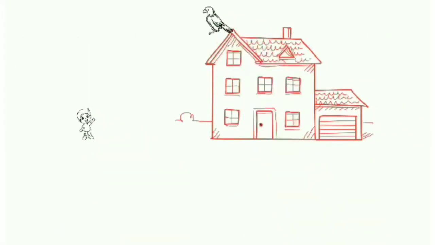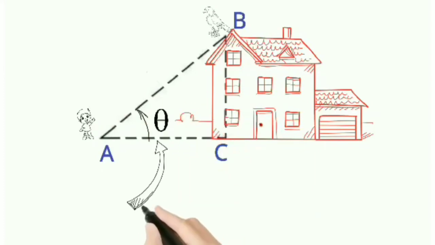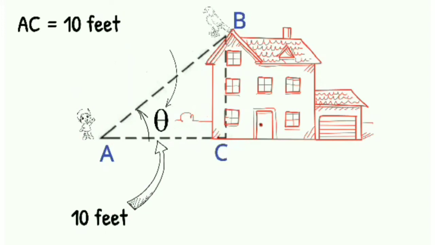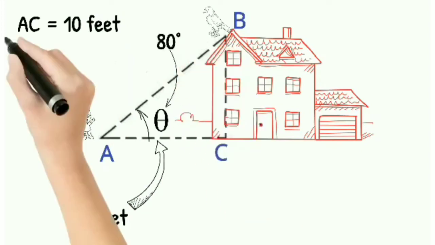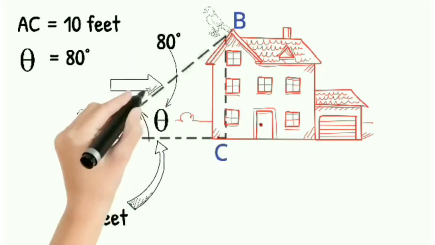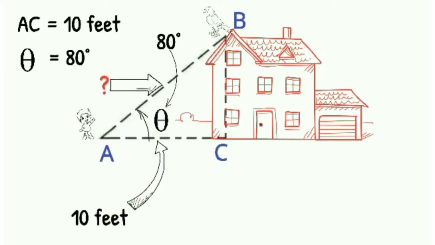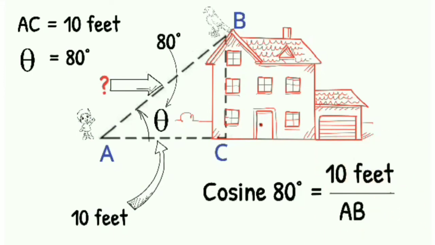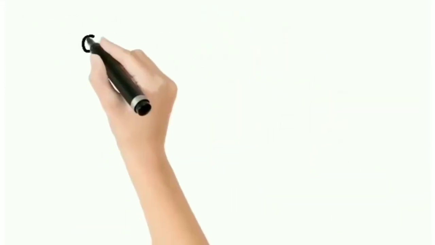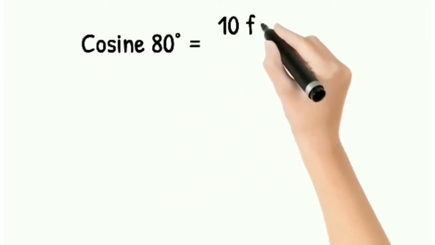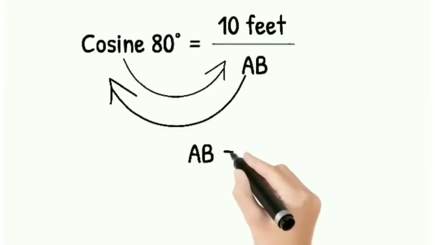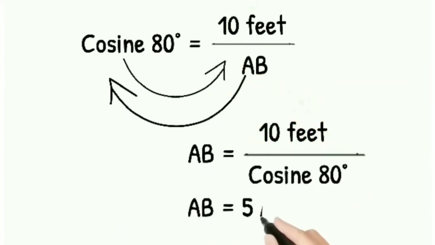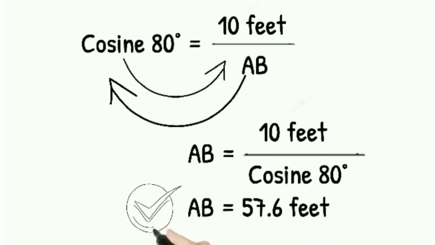Let AC be the distance of the child from the house which is equal to 10 feet. The angle of elevation from the feet of the child to the ridge of the house where the bird is located is 80 degrees. Since the unknown diagonal distance from the ridge of the house to the feet of the child is AB, the equation is cosine 80 degrees is equal to 10 feet divided by AB. To solve the diagonal distance AB, simply divide 10 feet by cosine 80 degrees. Therefore, the diagonal distance that the bird will fly downward to the feet of the child is 57.6 feet.